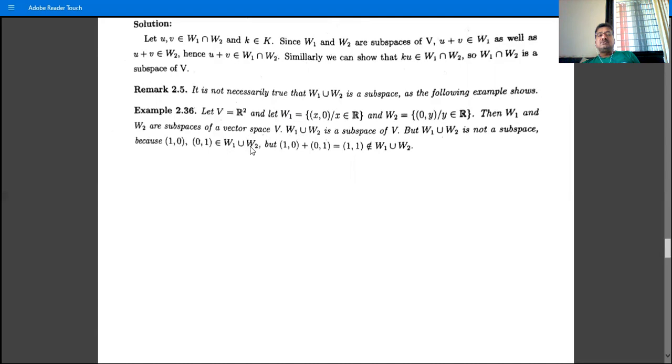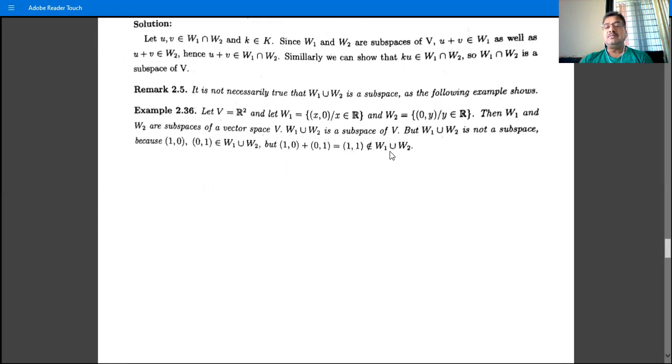Therefore (0,1) belongs to W1 union W2. But their addition (1,0) plus (0,1) is (1,1), and this is not an element of W1 union W2 because (1,1) does not belong to W1 as well as (1,1) does not belong to W2.